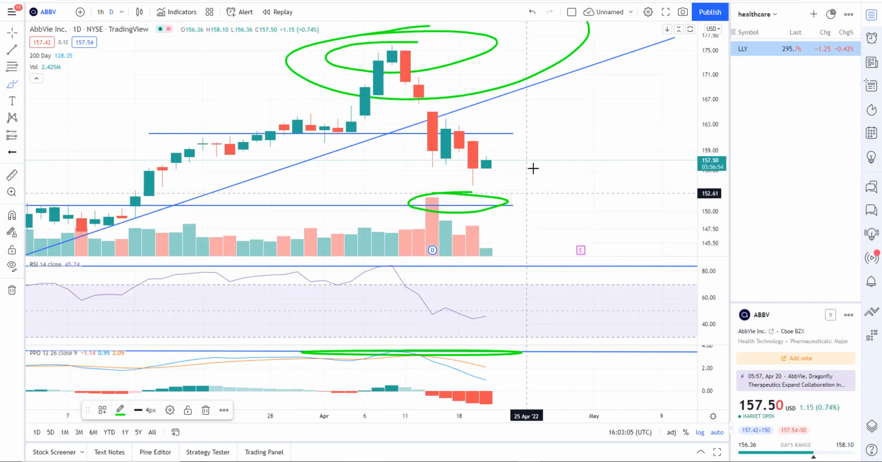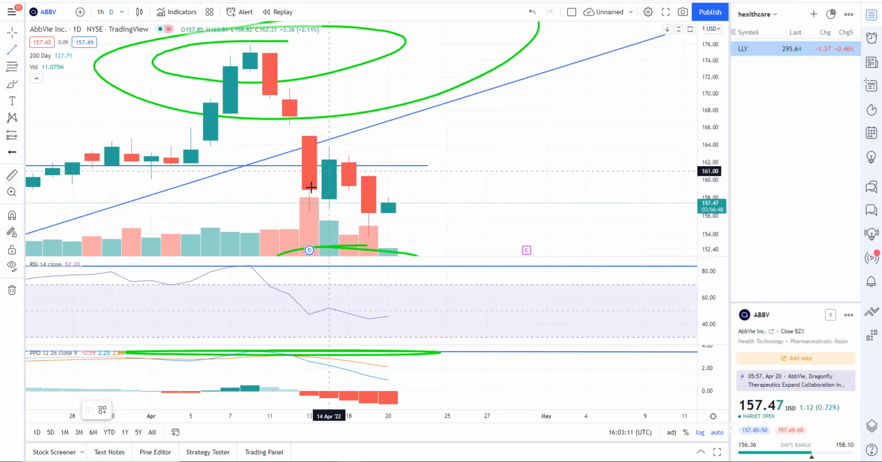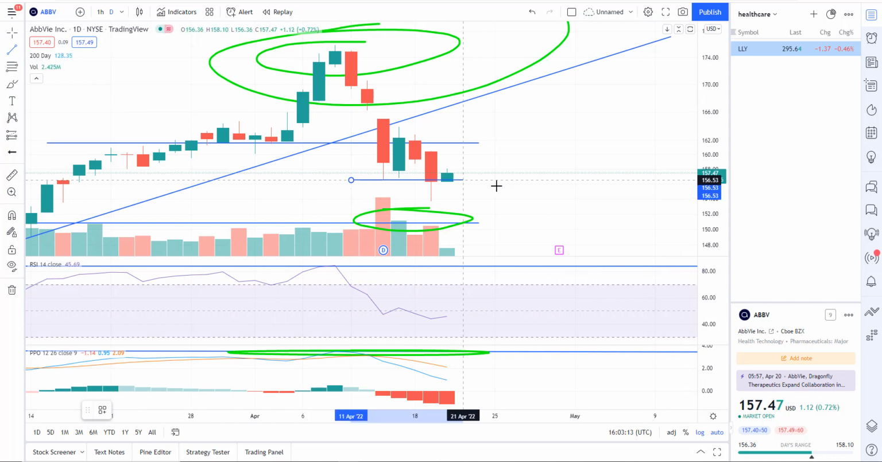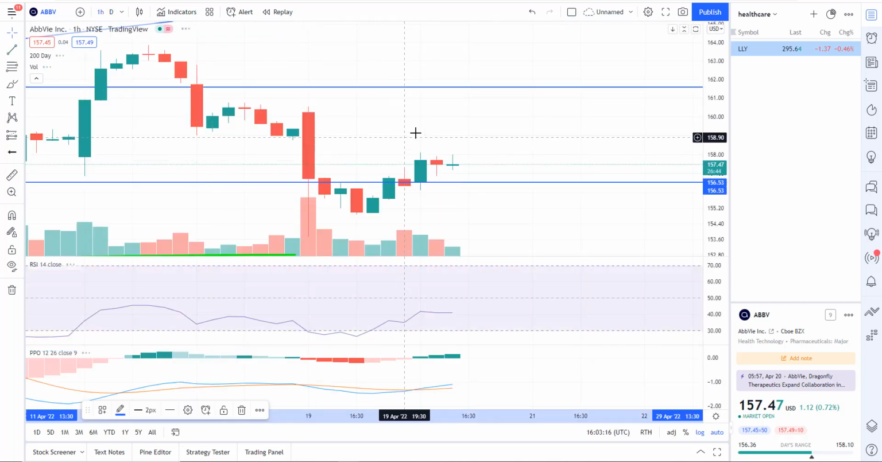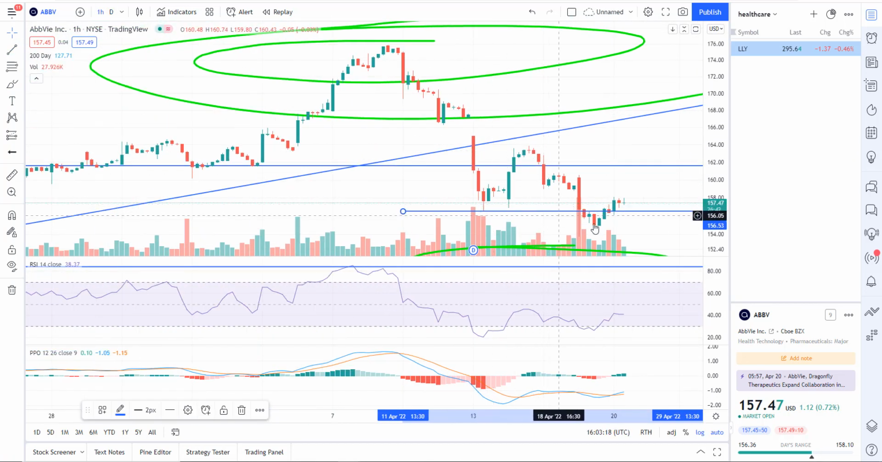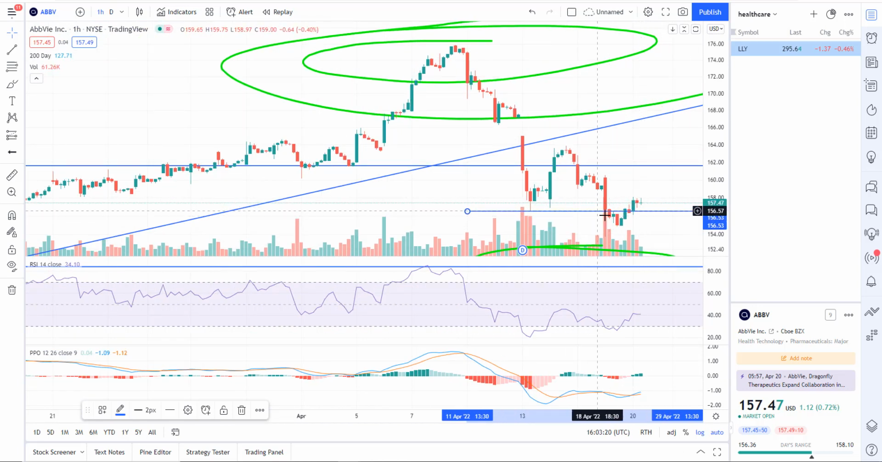ABBV, there's not much going on today. It's just kind of hanging out. Right now, it looks like they're trying to build a minor support right here. If we go to the hourly, it'll probably show a little bit better. Yeah, somewhere right in there. It looks like they're really trying to build some sort of a support at 156.50. So maybe we get a rally, a short-term rally.